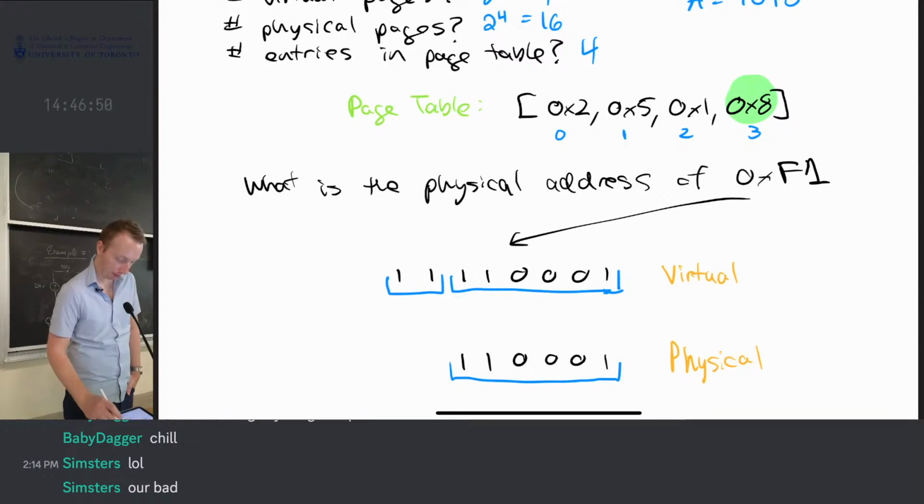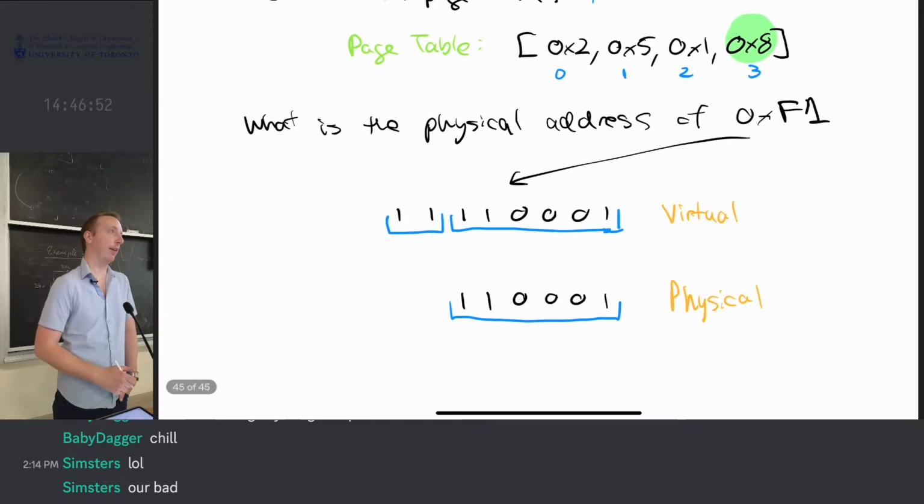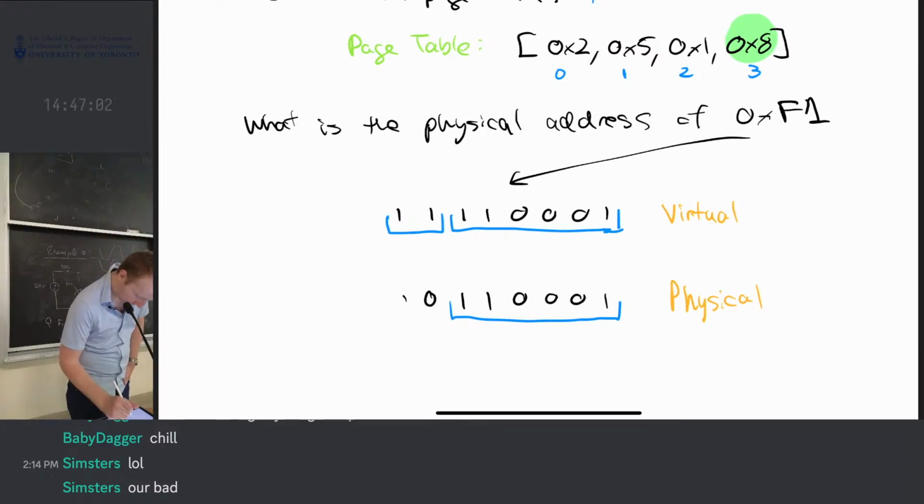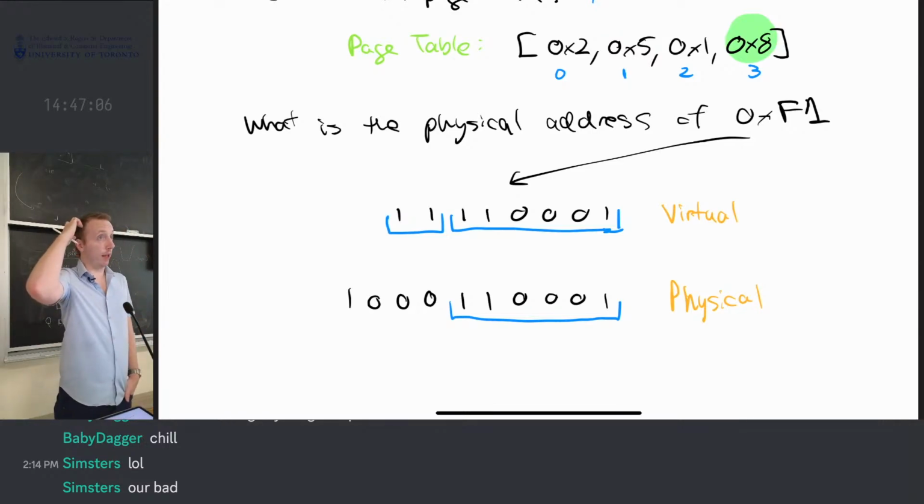the physical page number. So what is hex 8 in binary? Yeah, 1 and then 3 zeros. So 0, 0, 0, 1. So that gives me my physical address, and it's done.